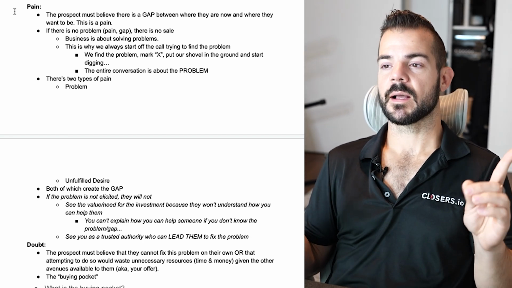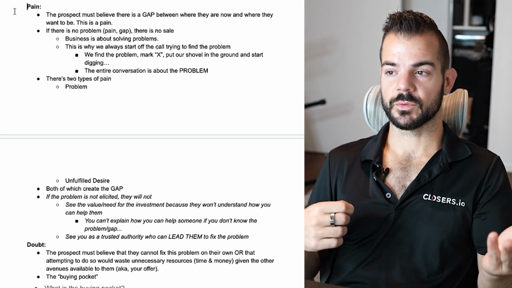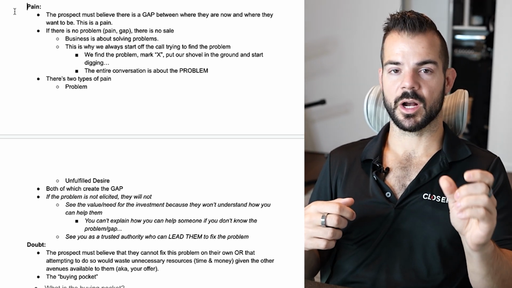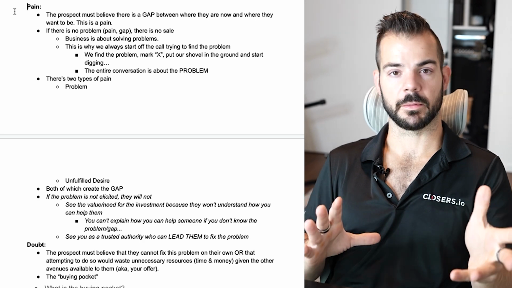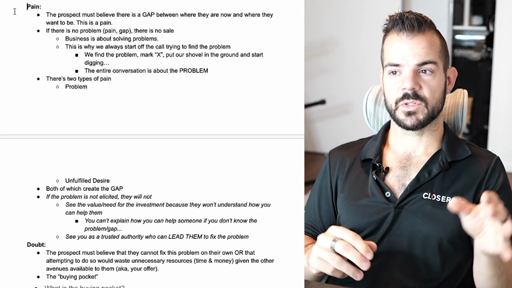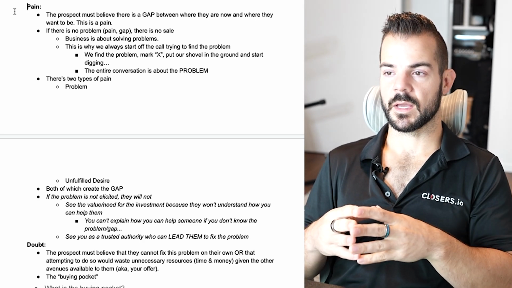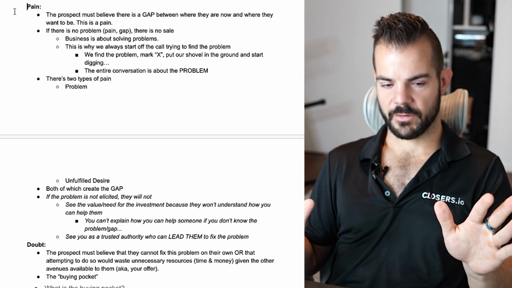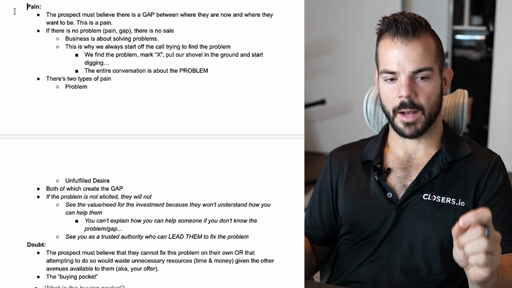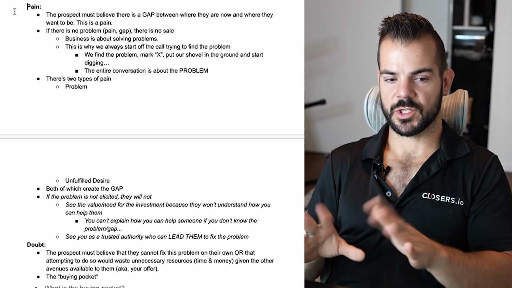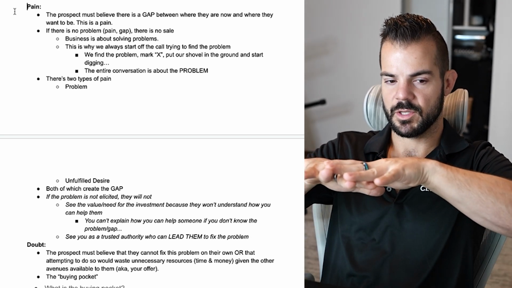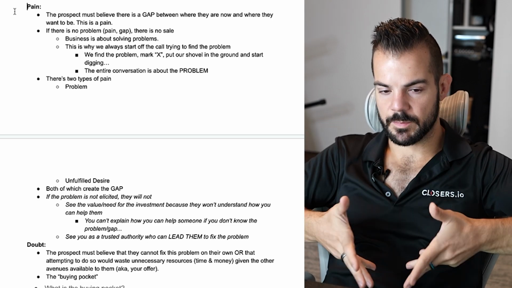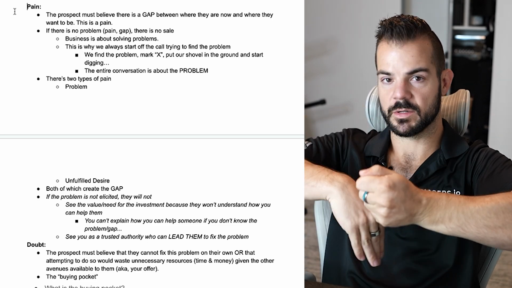So what that means for us and for you is that the entire conversation should be about the problem, about the gap between where they are now and where they want to be. Okay, let's put a visual on it. It's like you're searching to try to find the lost treasure. Once you find the problem, the conversation is no longer wide. It goes deep, right? We put our shovel in the ground and we start digging.